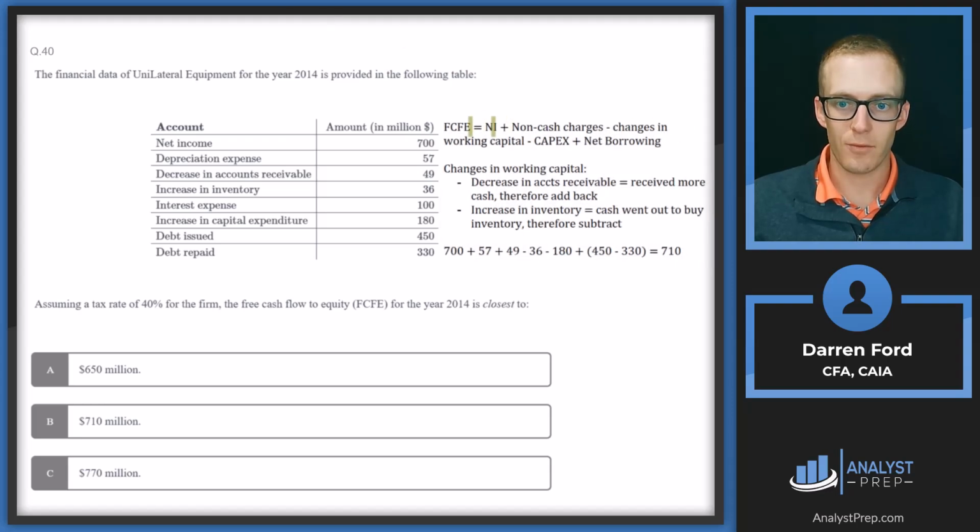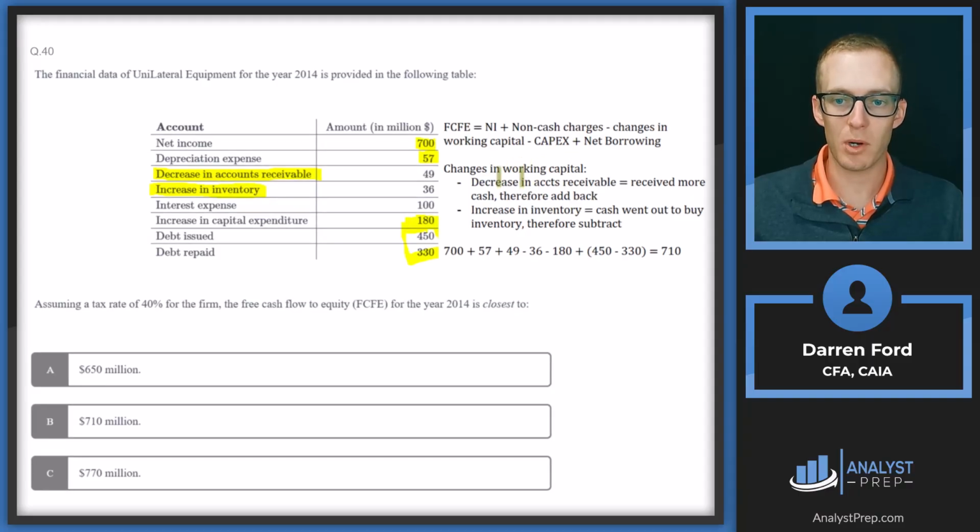So we're going to be looking at, for free cash flow to equity, starting with net income, we're going to add back non-cash charges. So we'll start with the 700 million. Add back non-cash, which is going to be things like depreciation. Then we're going to subtract out changes in working capital. Changes in working capital are going to be this decrease in accounts receivable. The increase in inventory is also going to be accounted for. And then we're going to subtract out CapEx and add in net borrowing. CapEx is given at 180. So that'll be straightforward, and net borrowing, we'll just have to net out these two.